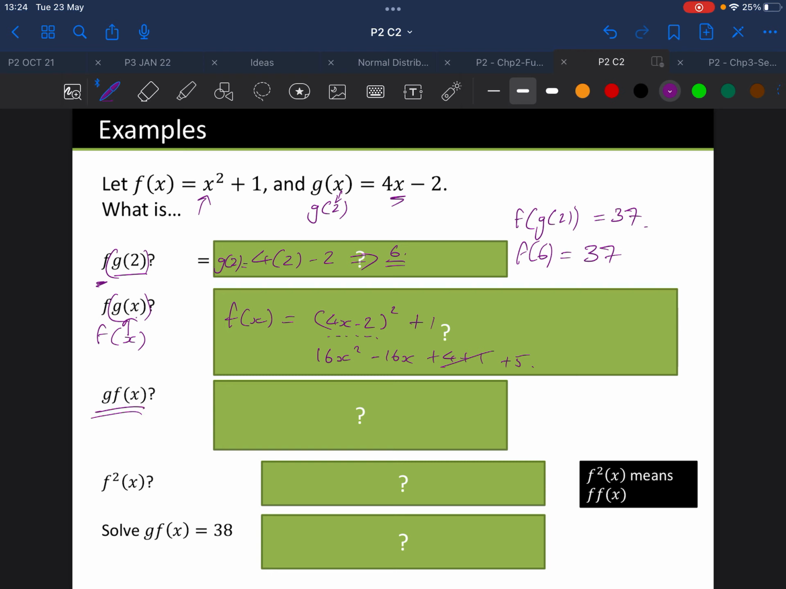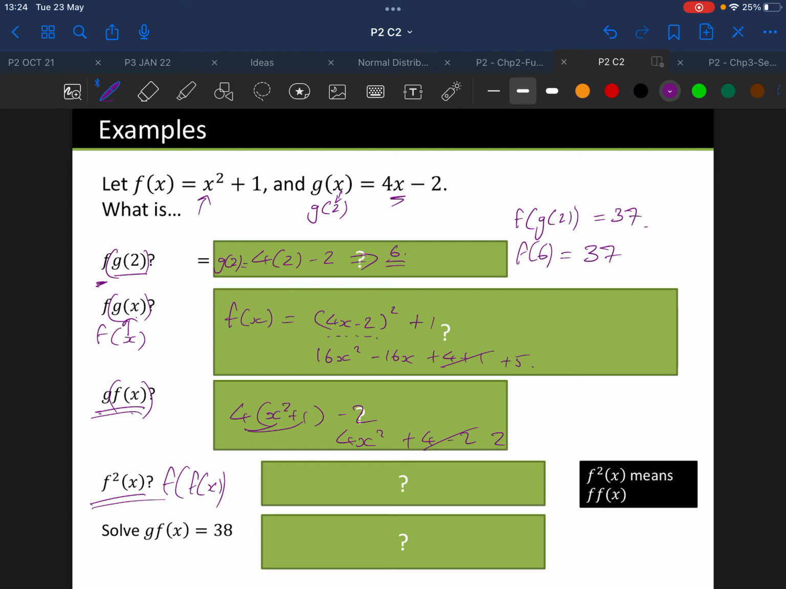This one won't necessarily give you the same answer. In fact, most of the time it won't. So you're going to write out the g rule here, and you're going to change all the x bits to the f of x rule. So the g rule is 4 something minus 2, and then the f of x goes inside that. Expand it out: 4x squared plus 4 minus 2. So overall it's the same as 4x squared plus 2. This one here just means the f rule inside the f rule.